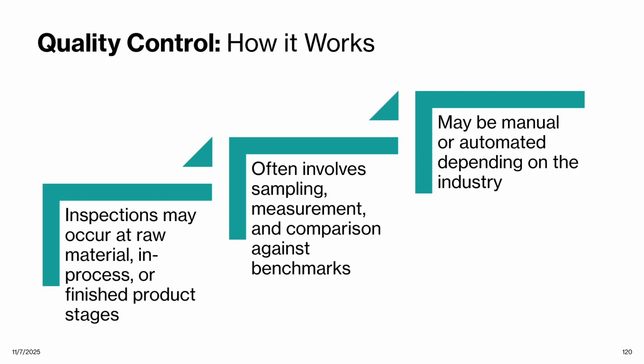So how it works: inspections may occur at raw materials, in processes or finished product stages. Then it often involves sampling, measurement and comparison against benchmarks.